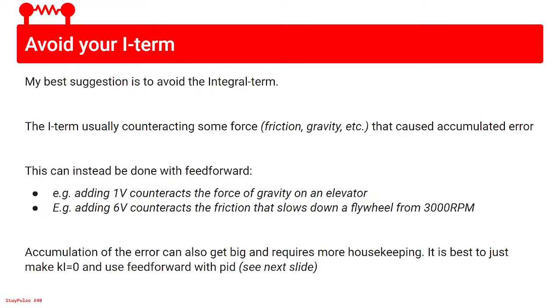What's going to happen is friction is going to slow your flywheel down, and feed forward can fix that by just constantly calculating 6 volts, and that'll just be maintained to prevent it from slowing down. So yeah.